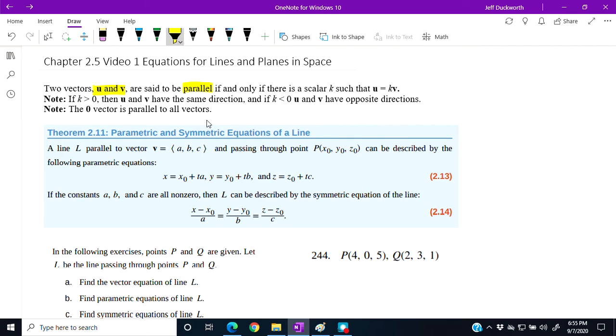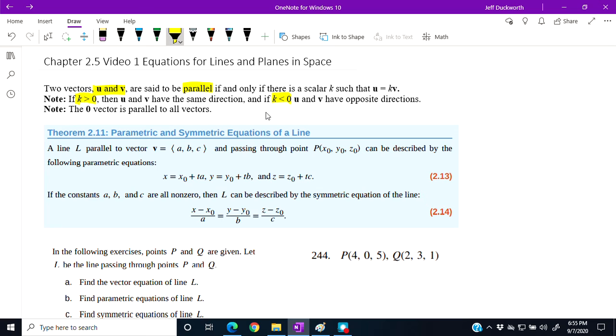Now, if that k, the scalar, is a real number greater than 0, then they have the same direction. If k is less than 0, then those two vectors have opposite directions. And the final note on that is the 0 vector is parallel to all vectors because you can multiply a vector by 0 to get the 0 vector. So that'll work at all times. Okay.